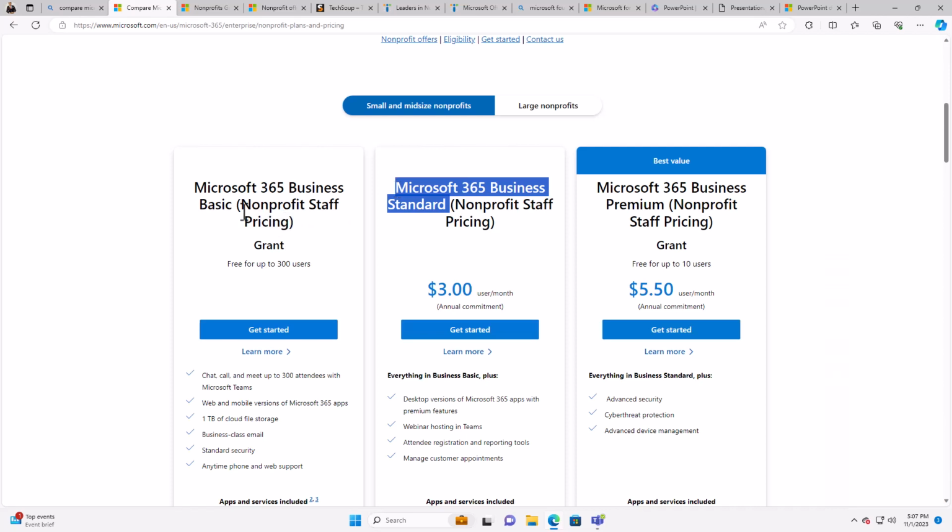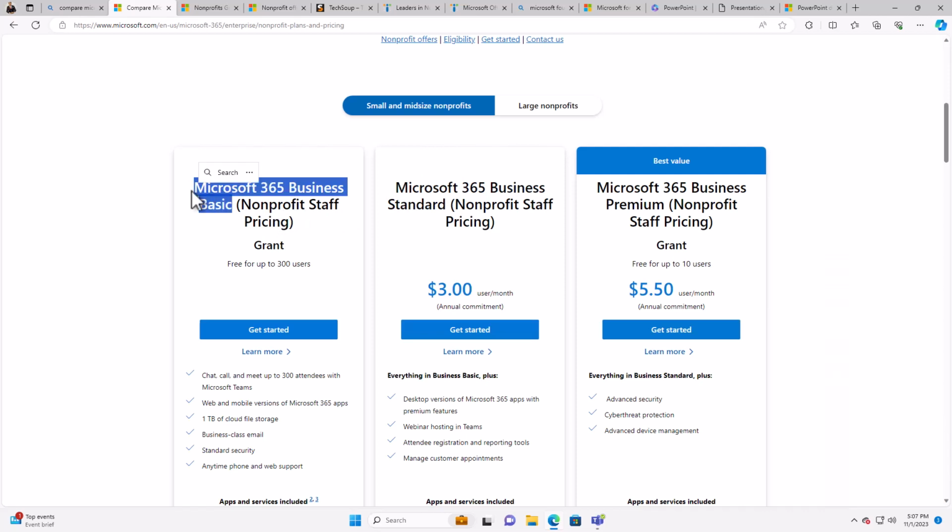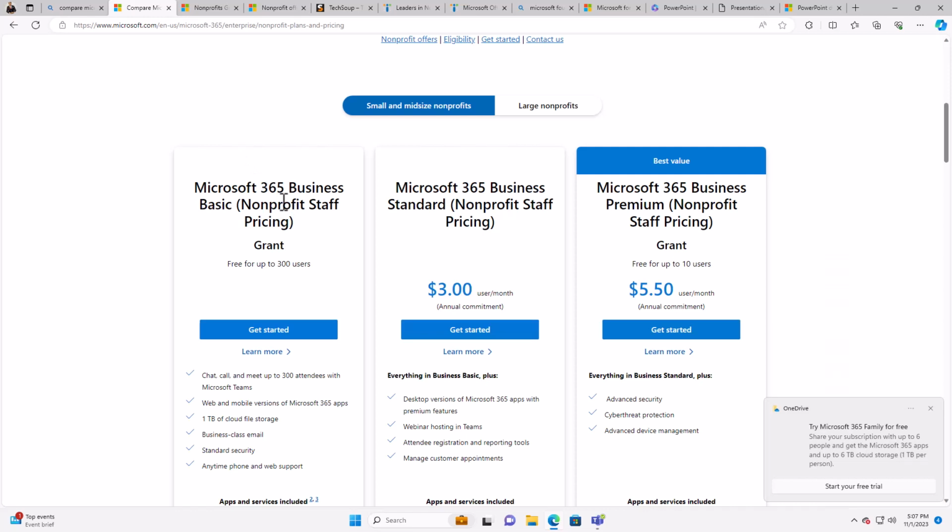Now, before, Microsoft used to have separate allotments of licenses. That means for the small business plan generally, you could purchase 300 users for each of them individually. You could purchase 300 for Business Basic, 300 for Business Standard, and also 300 for Business Premium. But Microsoft made a change recently.